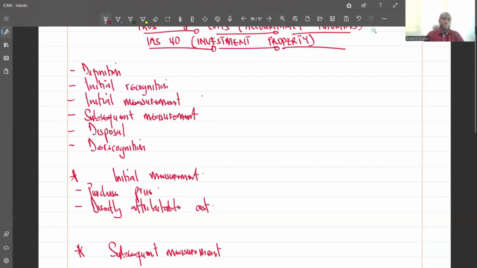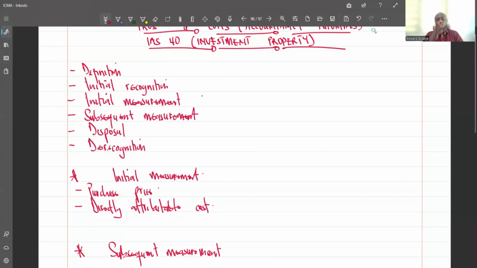We've done impairment, and I believe depreciation is something that we are aware of. So the cost less depreciation, less any what? Impairment, if any, right? That is the cost model. What about the fair value model?